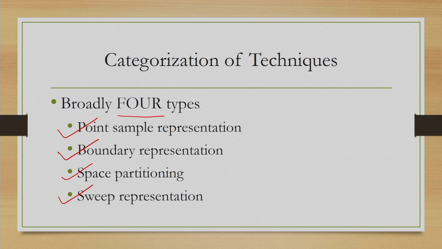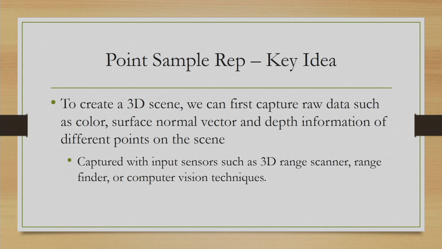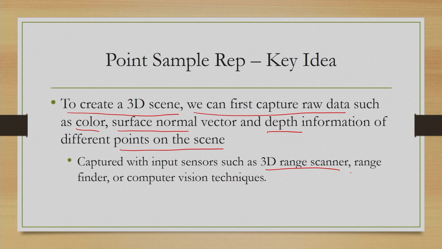Let us see what is what. Let us start with the first category, point sample representation. To create a 3D scene, we can first capture raw data such as color, surface normal and depth information of different points on the scene. How we can capture those? We can use various devices such as 3D range scanner, range finder or using simple camera and computer vision techniques.